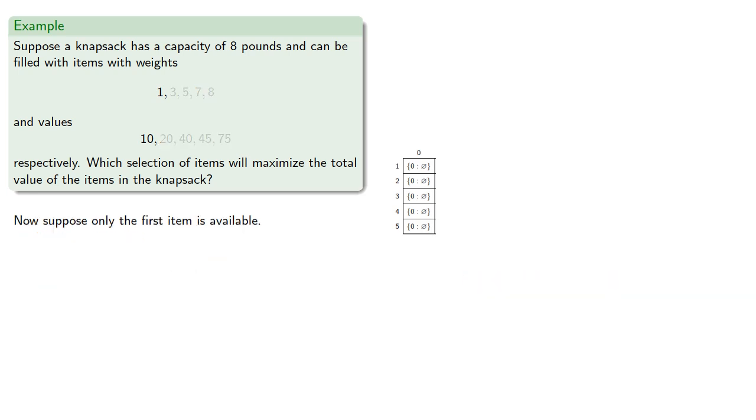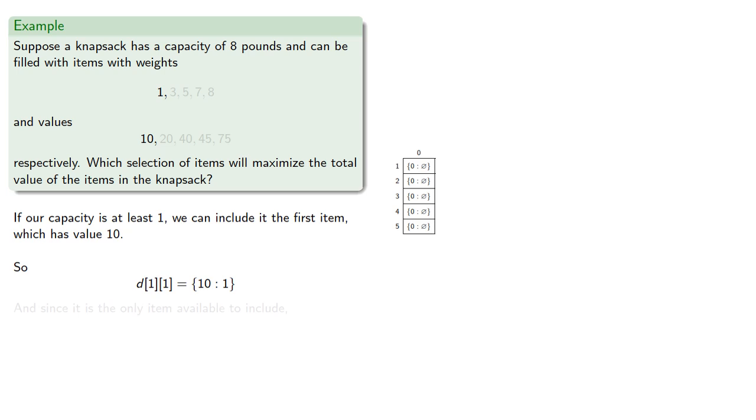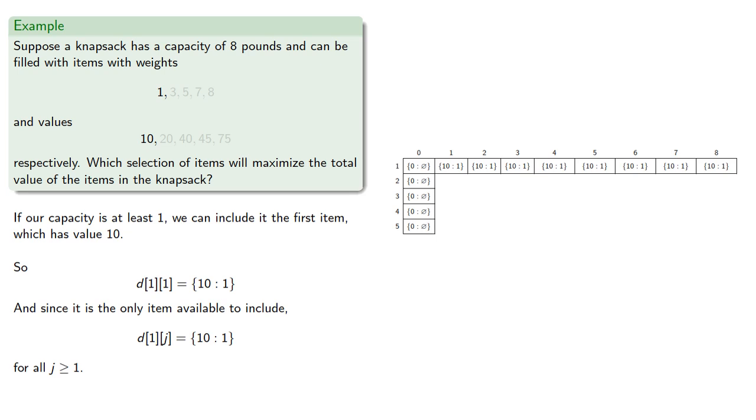Now suppose only the first item is available. We already have d(1,0). If our capacity is at least 1, we can include the first item, which has value 10. So d(1,1) is 10, with the first item. And since it's the only item available to include, this means d(1,j) is going to be the same for all j greater than or equal to 1.